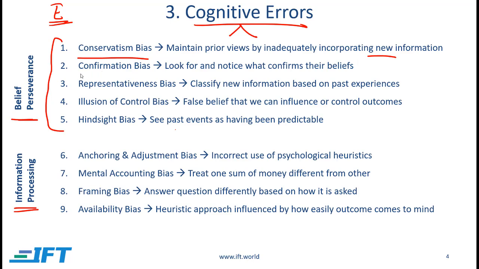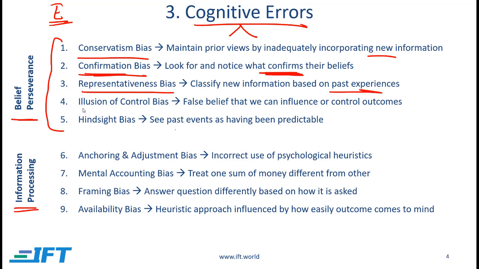Then we have the confirmation bias. Here, a person will look for and notice what confirms his or her beliefs. So, again, you might see this quite often. People already have a certain belief, and then they will look for evidence that supports their belief or that confirms their belief. That is confirmation bias. Then we have representativeness bias. Here, a person would classify new information based on past experiences.